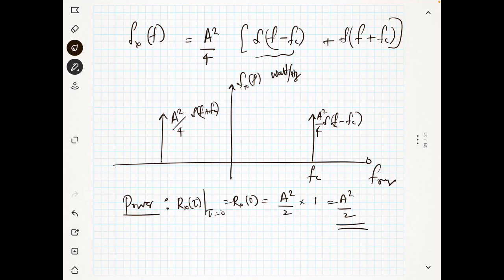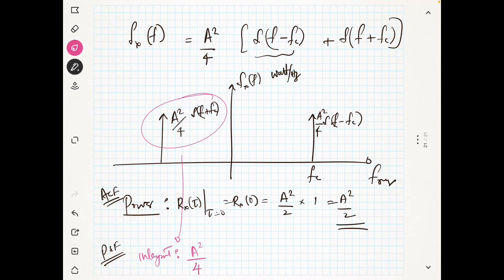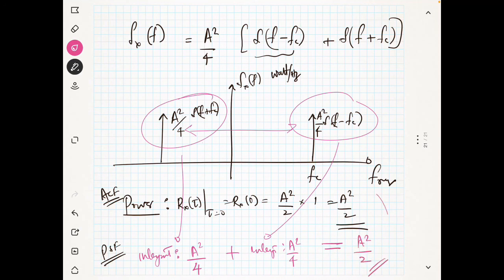Now that is by using the autocorrelation function. Now using the power spectral density, you just integrate it. If you integrate the first term, you get the area under the delta impulse function, which will be 1, so it will be A squared by 4. There is nothing in the space between. Now you have another term, so integrate it, and it will be A squared by 4. So the total will be A squared by 4 plus A squared by 4, which is A squared by 2. So you are getting the same power, whether you use the autocorrelation function or the power spectral density.